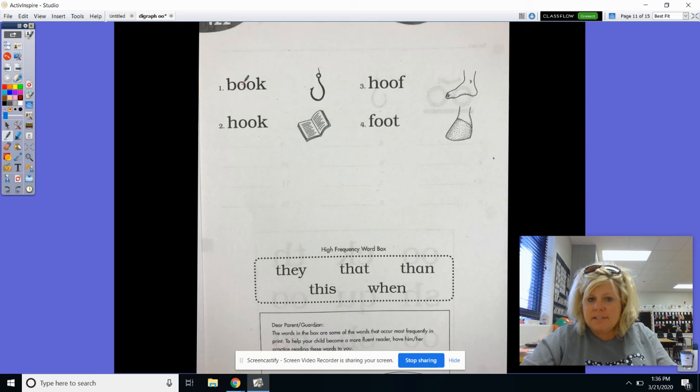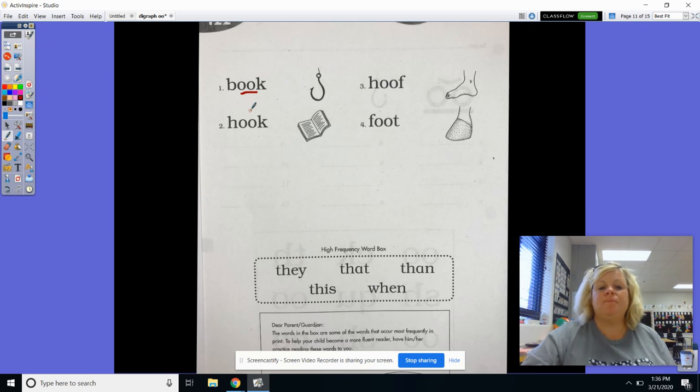So how are we going to code this digraph? We are going to underline them, just like we have our other digraphs. Does this word need any other coding? Macrons, breves? No. This word is book, book, book.